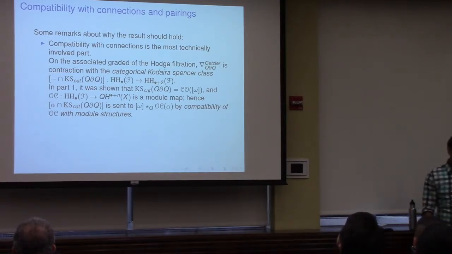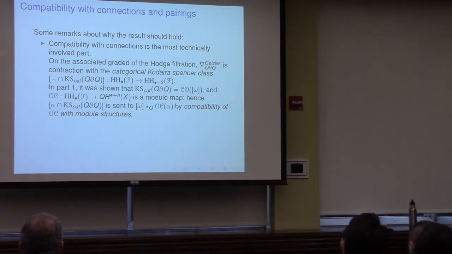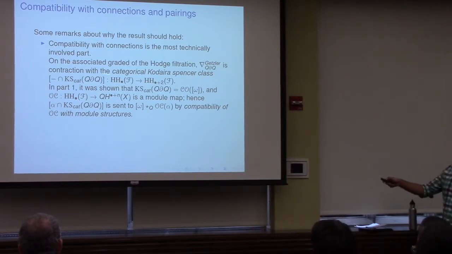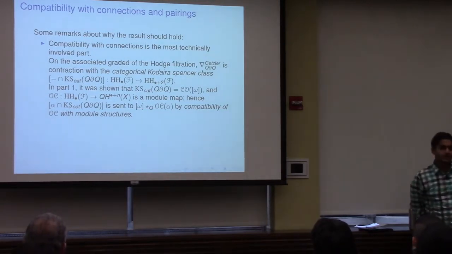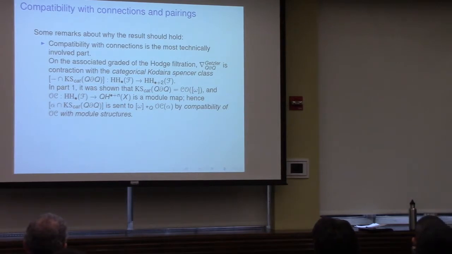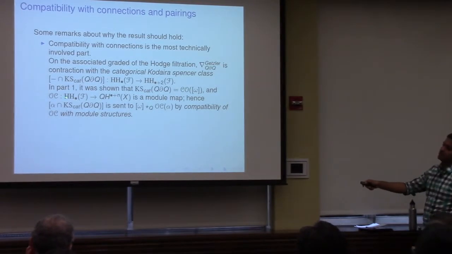On the associated graded, we understand that differentiating with respect to q d by dq, this vector field is actually contraction with a categorical Kodaira-Spencer class that Nick Sheridan talked about last time. Moreover, in part 1 of the series, when Nick talked yesterday, he showed that the categorical Kodaira-Spencer class is actually CO of the symplectic form. And we know before this result that OC is a module map.